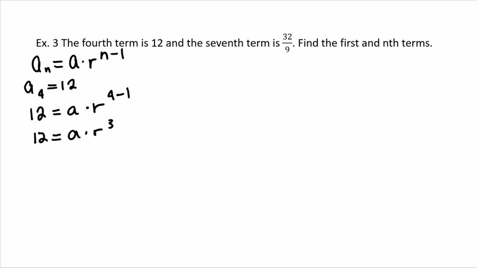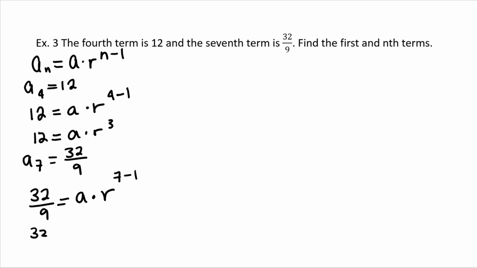Let's do that also for the 7th term. That is, a subscript 7 is equal to 32/9. Put that in the nth term for the geometric sequence. And so this will be equal to 32/9 is equal to a times r, raised to the 7 minus 1. So let's clean this up. We've got 32/9 is equal to a times r to the 6th.